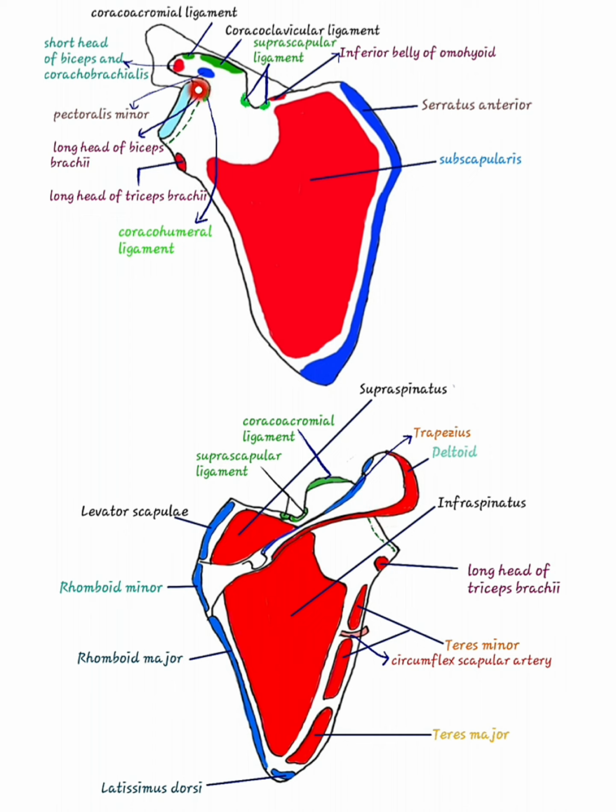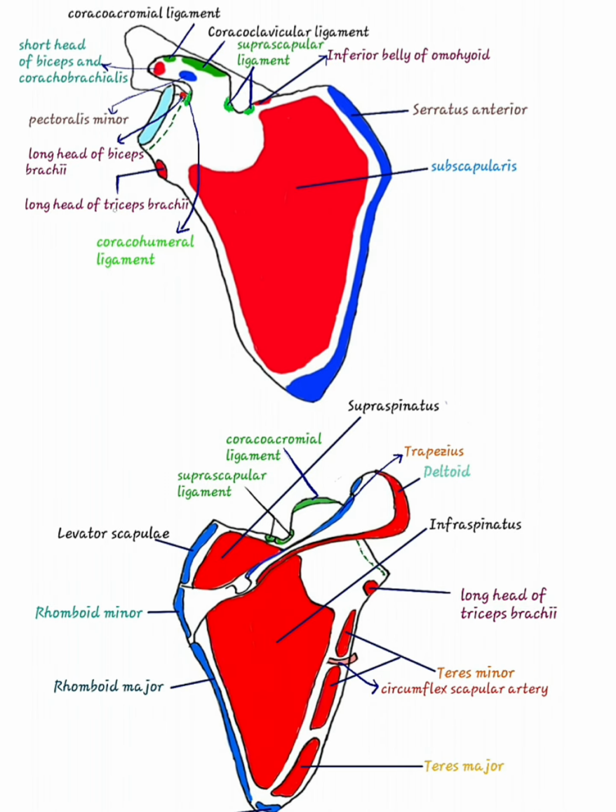Long head of biceps arises from supraglenoid tubercle of scapula. Long head of triceps arises from infraglenoid tubercle of the scapula. Inferior belly of omohyoid arises from the upper border of the scapula near suprascapular notch. Short head of biceps and coracobrachialis arises from the tip of the coracoid process.